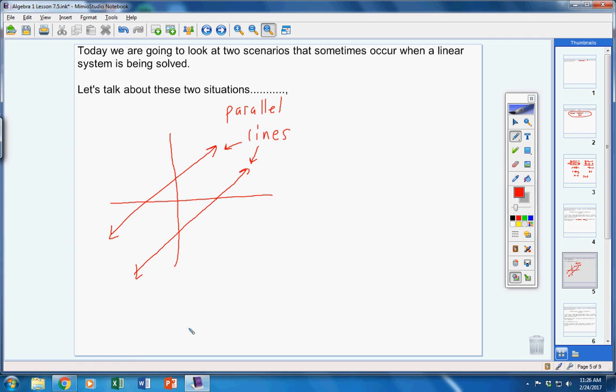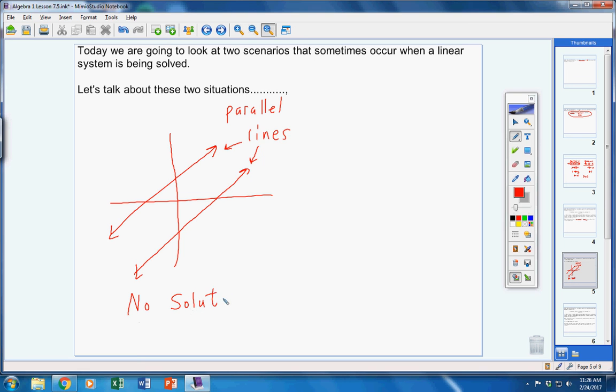Now, there's parallel lines. Now I have a question for you. If these two lines are parallel, will they ever intersect? No. So if they're never going to intersect, that means they'll never have an intersection point. So let's pretend I gave you a linear system to solve, and you graphed one line, and it was this line here. And you graphed the other line, and it was this line here. In other words, the two lines were parallel. Well, then obviously your answer would be what? No solution, right? Come on, guys, that's not hard.